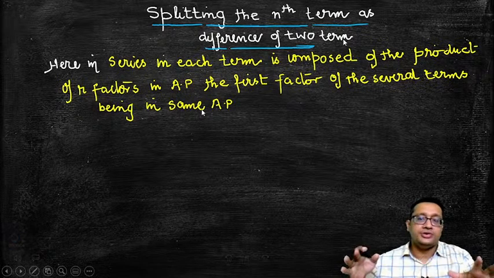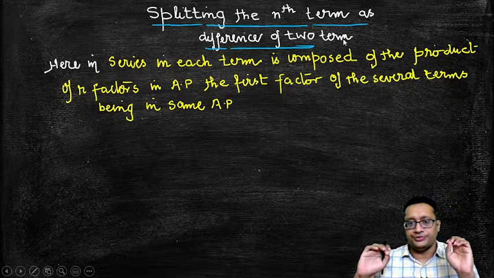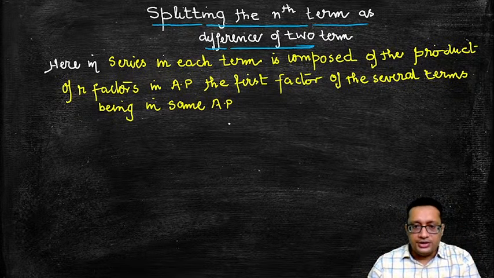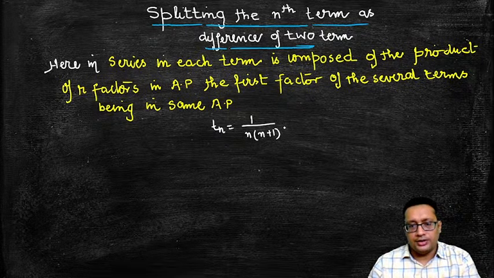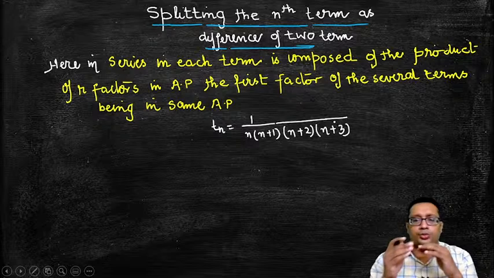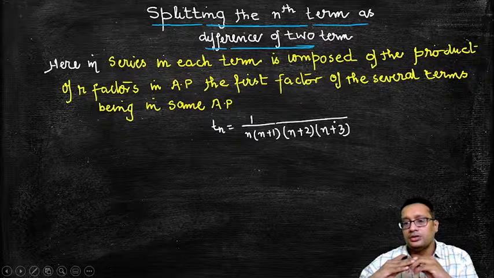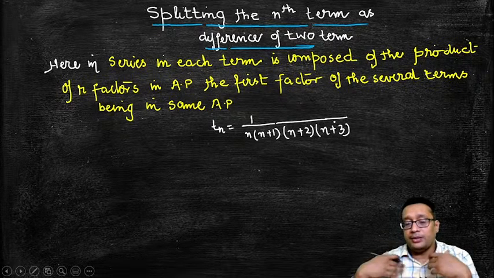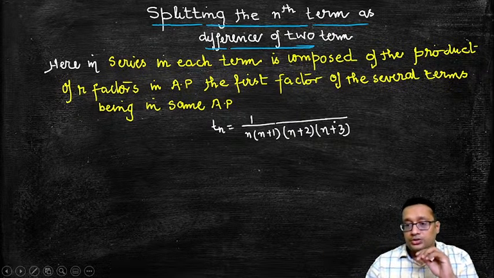Now we will solve the series whose nth term I can write as a difference of two terms. If you see the series, it will look like this. Tn is equal to 1 upon n, n plus 1, n plus 2, n plus 3. Before that, I will say that I am able to write the nth term of the series as a difference of two terms. So what is the difference of two terms?